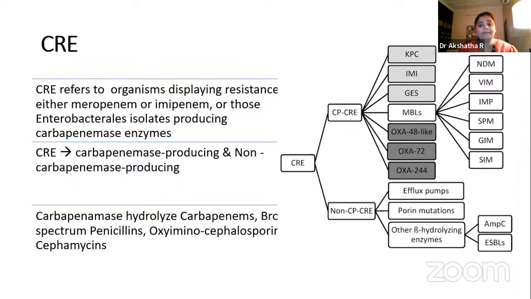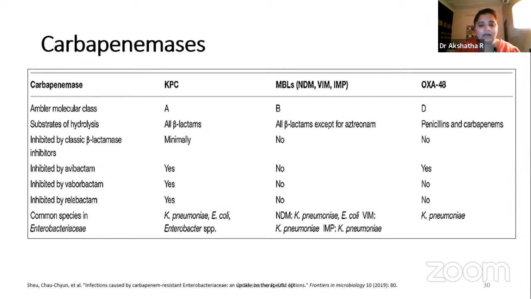Your carbapenemase producers are ideally divided into MBL and non-MBL because of the treatment variation. Your MBLs include your NDM, VIM, IMP, SPM, GIM, SIM, etc. Then your class A includes your KPC, IMI, GES, and others, and the OXA type, that is OXA-48, like OXA-72 and OXA-244. Whenever there is production of carbapenemase, they hydrolyze carbapenem, your broad spectrum penicillins, as well as your cefamycins. These are the three important groups you need to remember: class A is your KPC, B is MBL, and D is your OXA-48.